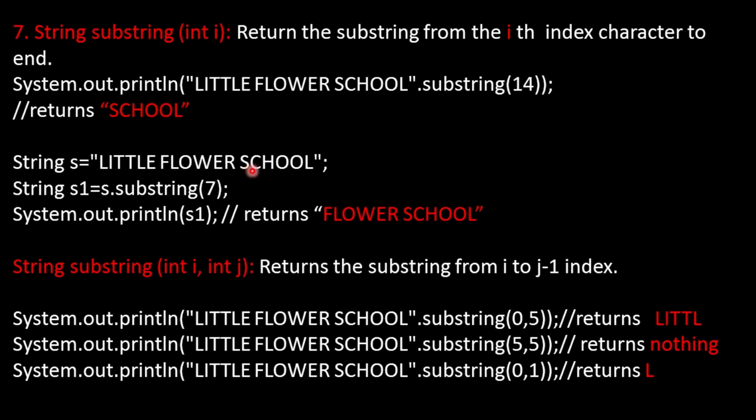So substring, two versions are there. The first version will return the substring from the mentioned index position onwards to the end. And this one will return a part of the string, where the starting and ending we will mention. The ending index number won't be included. Just before that, whatever index numbers are there, up to that it will be returning.